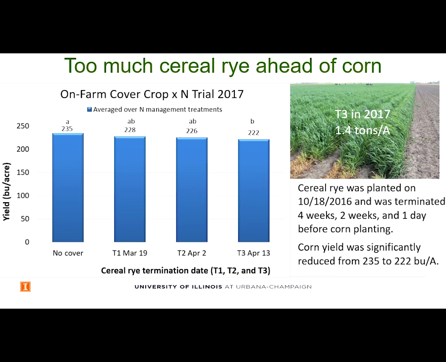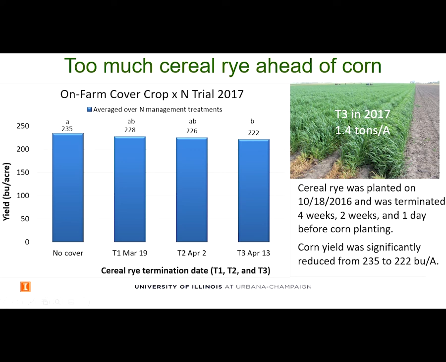But in front of corn, it's another matter. And so we did another study on a different farm, and I can just start right by going to this picture and saying this is too much cereal rye ahead of corn. This caused us to have a yield hit. But let me go back and explain the experiment a little bit.